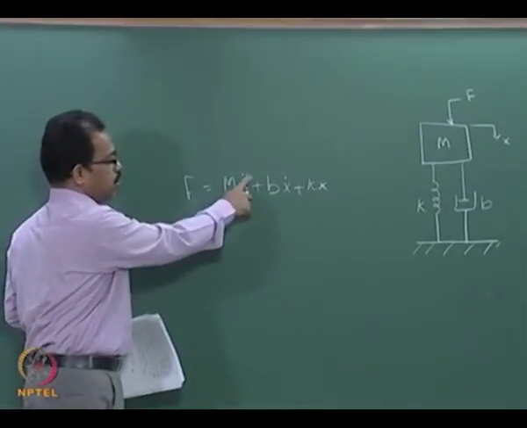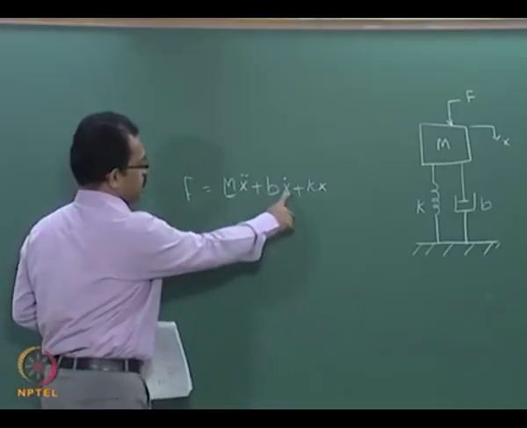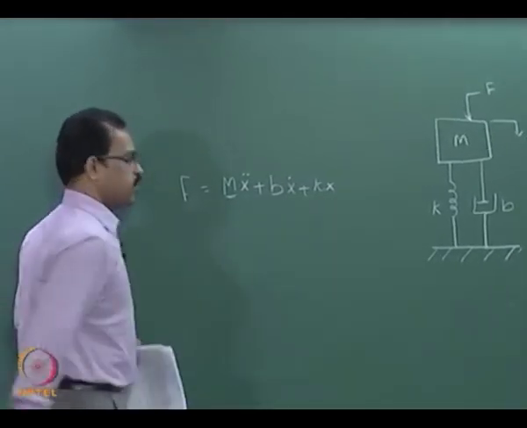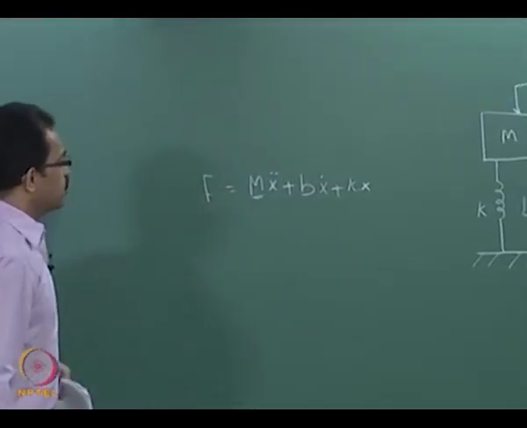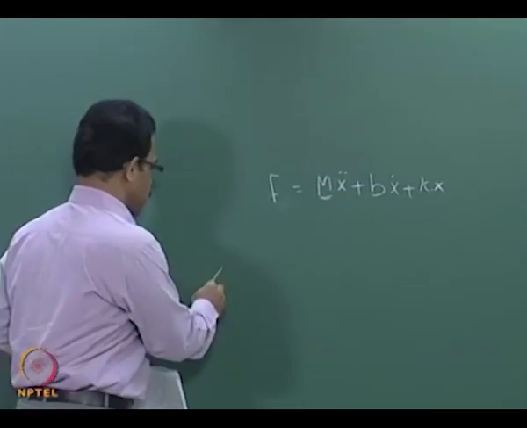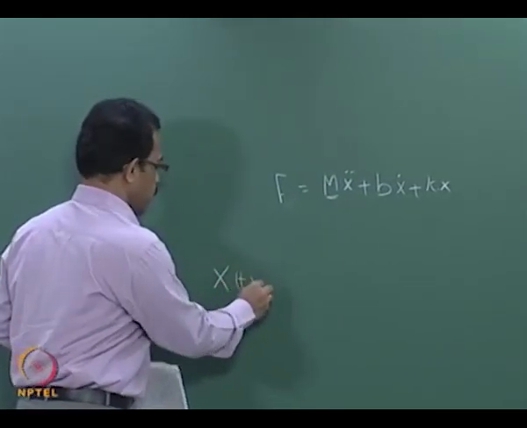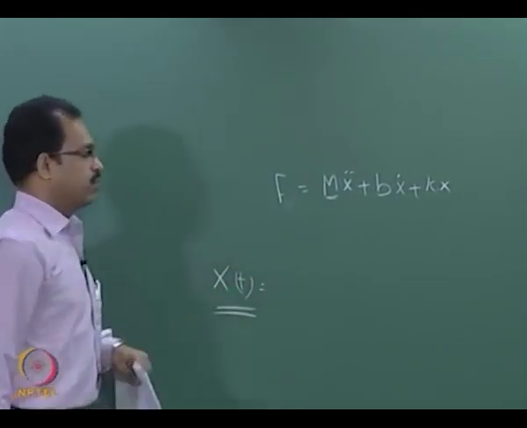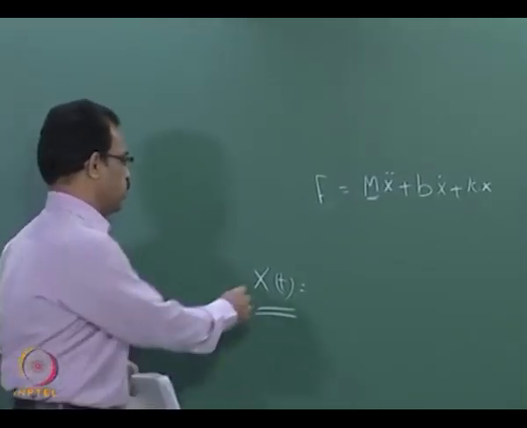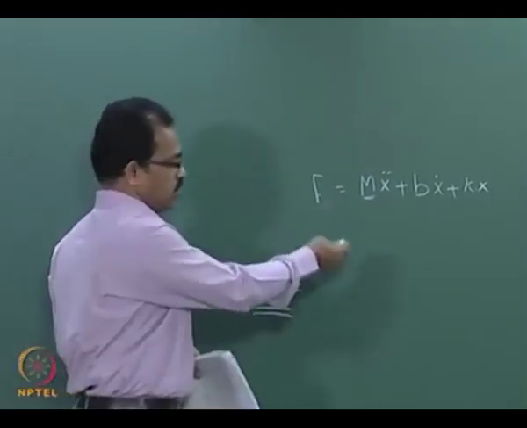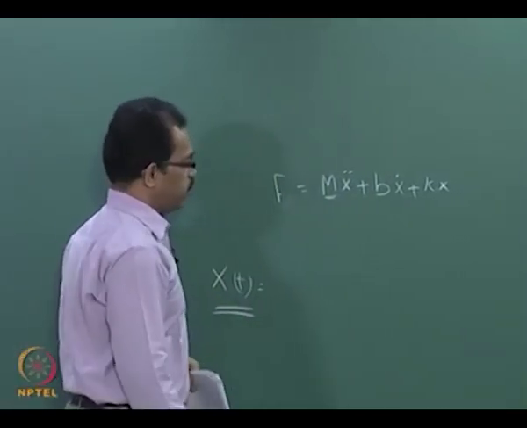Here x double dot stands for the acceleration, x dot stands for the velocity and x for the displacement. In order to solve this, we want to find out the displacement x in the time domain, so x(t) needs to be found out. We can change this to the Laplace domain to solve it.